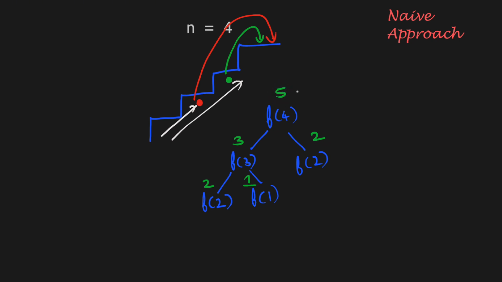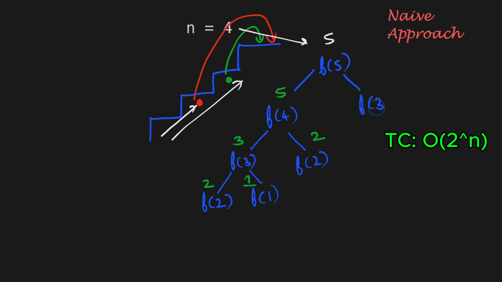Now the time complexity of this approach is still O of 2 to the power of n because of overlapping subproblems which are computed multiple times. For example, let's take n equal to 5. Then this will add one more level to the recursion tree, as f of 5 will be equal to sum of f of 4 and f of 3. This roughly doubles number of computations due to redundant calculations.